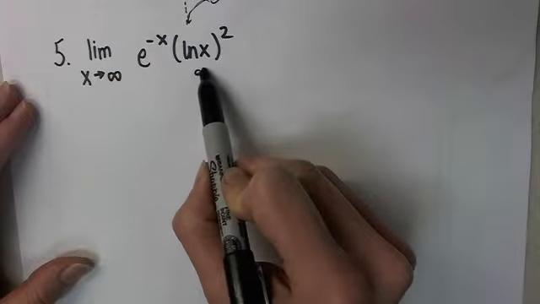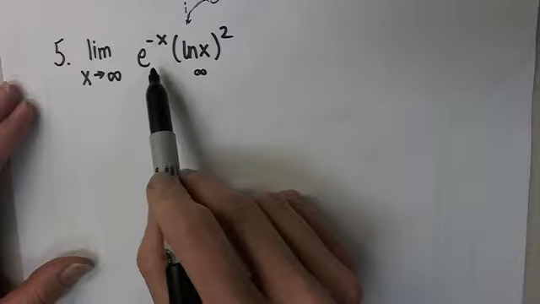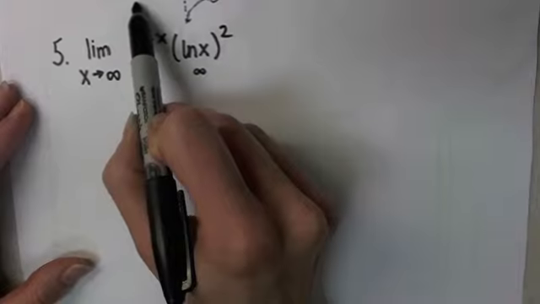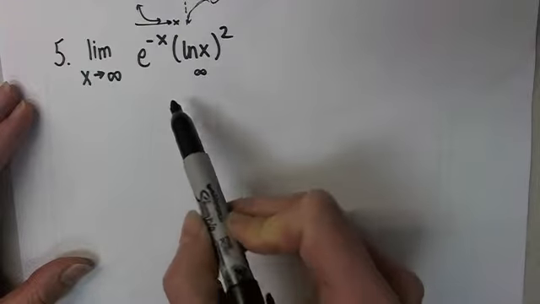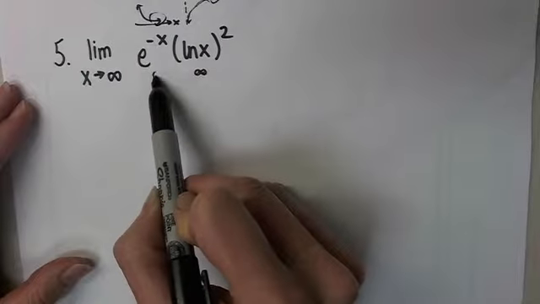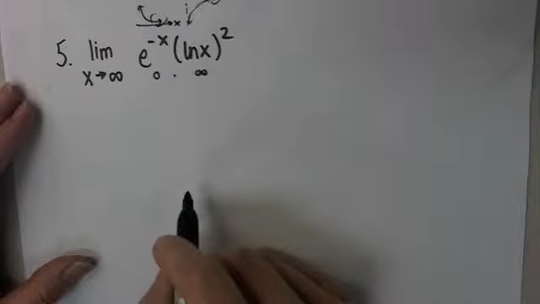So this is infinity. E to the negative x is exponential decay. So exponential decay looks like this with the x-axis here. So as x is going to infinity, e to the negative x is going to 0. So this is 0 times infinity, which is one of our indeterminate forms.